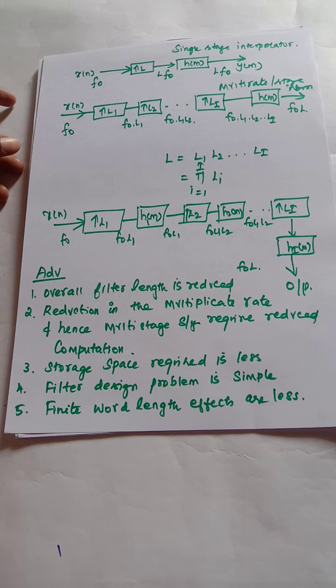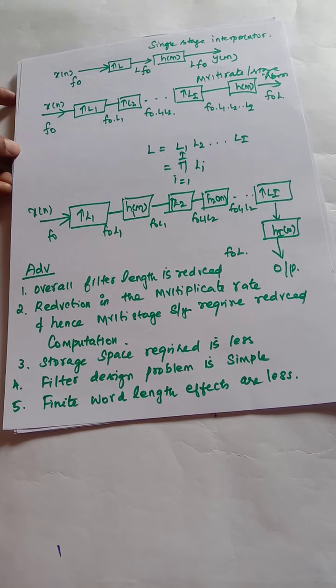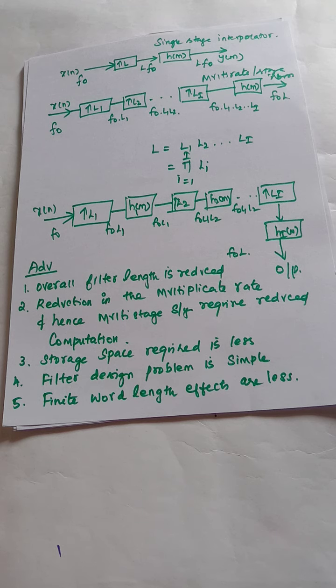There are advantages of using the multi-stage decimator and interpolator. The overall filter length is reduced, there is a reduction in the multiplication rate, and hence the multi-stage system requires reduced computation. The storage space required is less, the filter design problem becomes simple, and the finite word length effects are less. That we will discuss in the next topic, the finite word length effects. These are all the advantages you have when you use the multi-stage decimator and interpolator.